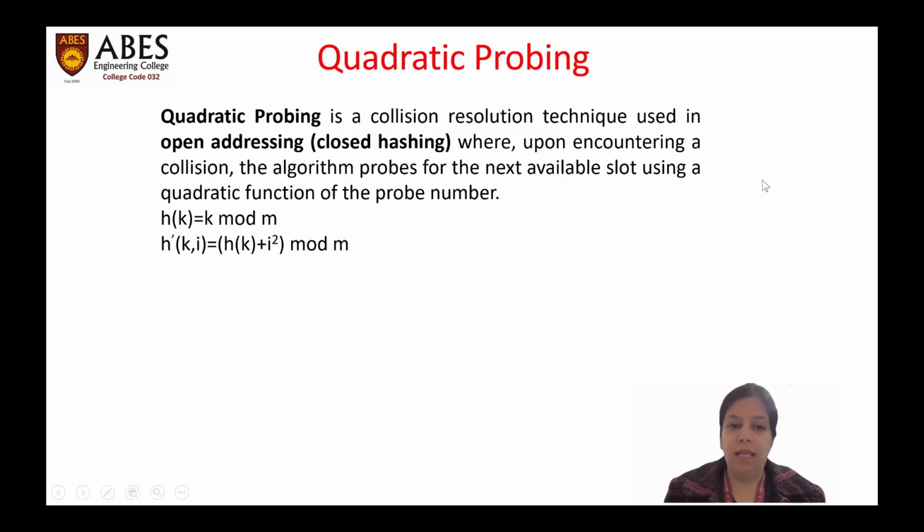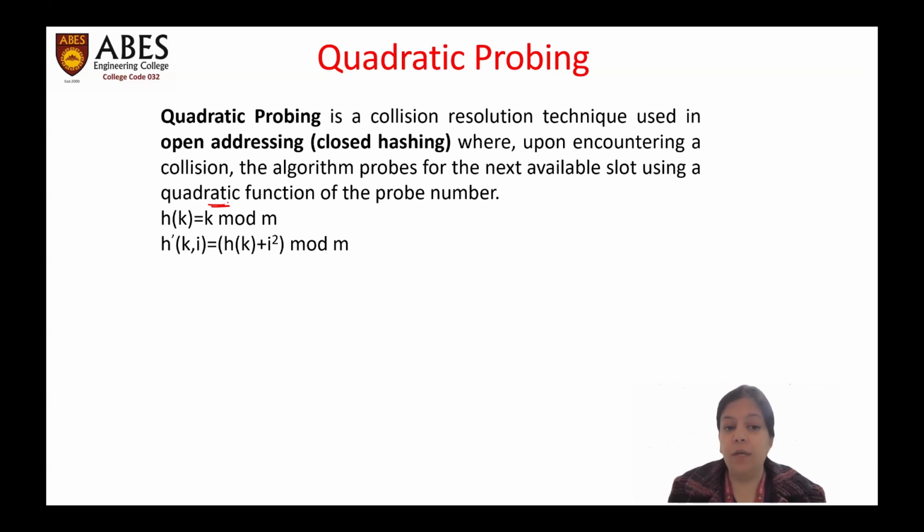Coming on to the next technique of collision resolution, this is called quadratic probing. Quadratic probing is a collision resolution technique used in open addressing or closed hashing, where upon encountering a collision, the algorithm probes for the next available slot using a quadratic function rather than a linear function. Earlier in linear probing, we were just looking at the next available slots, which was causing primary clustering.